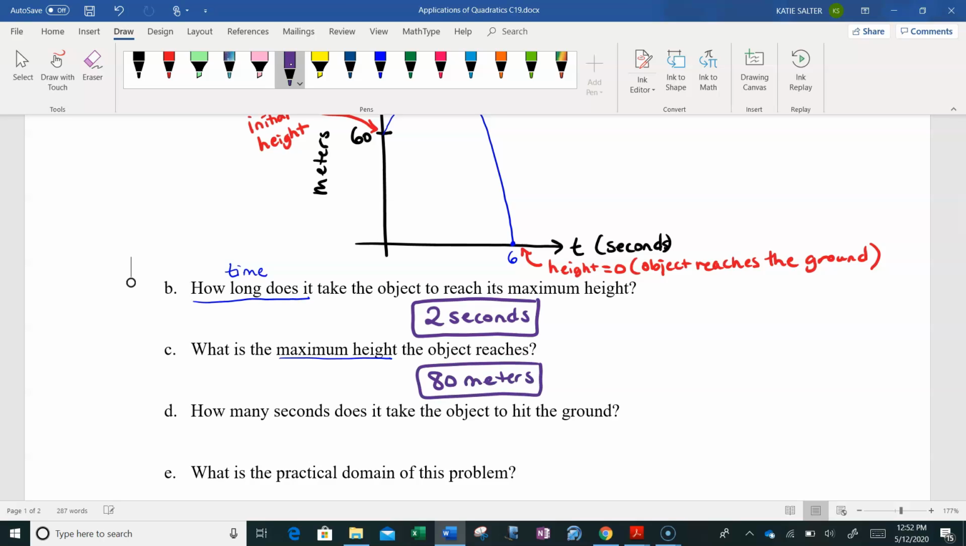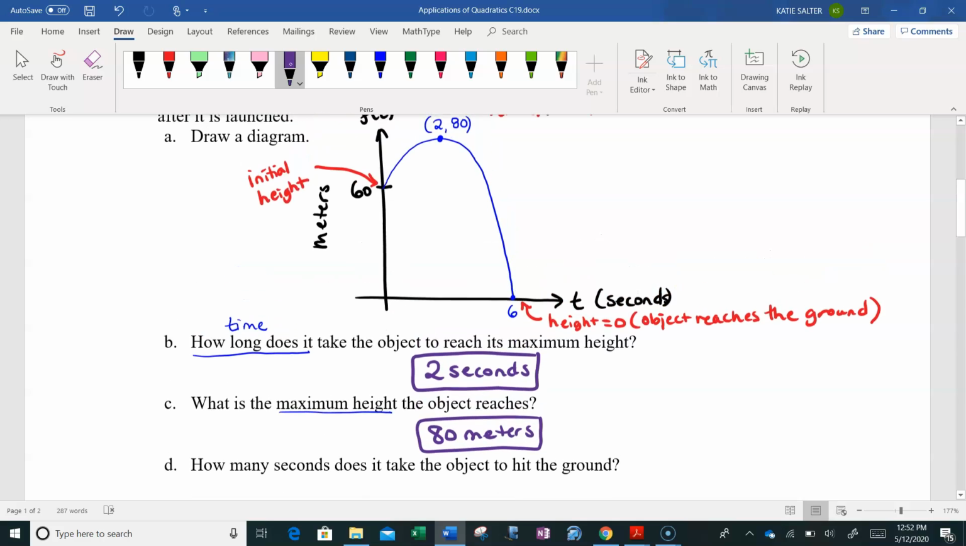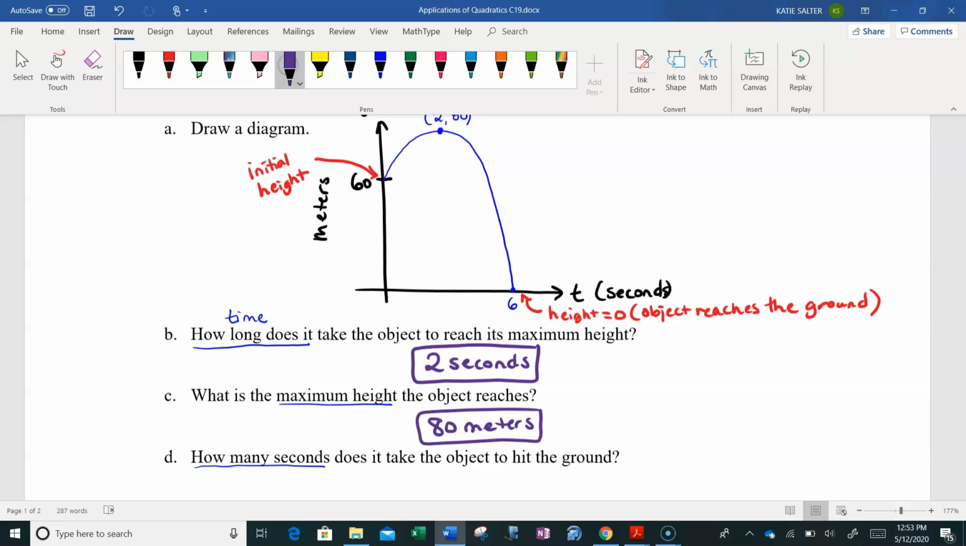Then the next question is, how many seconds does it take for the object to hit the ground? Okay, well guys, if you reach the x-axis, or in this case we call it the t-axis, that is when the height has reached 0. So that would be when the object reaches the ground. Again, it's asking how many seconds. It's asking for a time. And that was that x-intercept we got from Desmos, which would be 6 seconds.